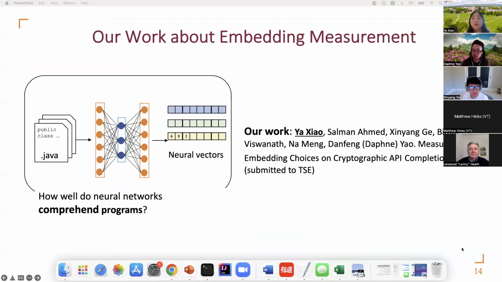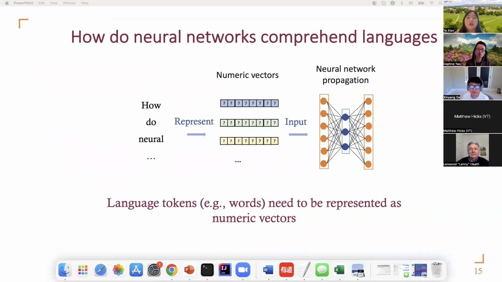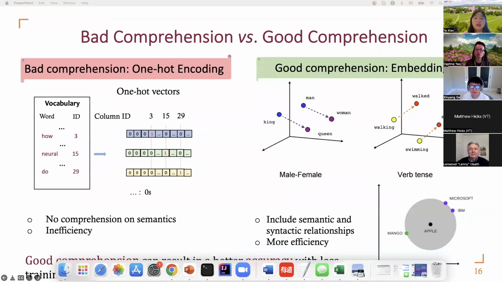Next, I will introduce our work about the code embedding measurement. How do neural networks comprehend languages? Languages need to be first transformed into numeric vectors so that neural networks can take them as input for the following calculation. This vector representation is important and makes differences.